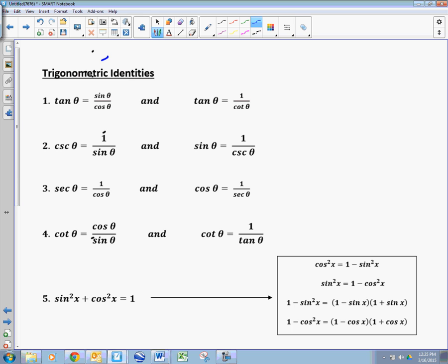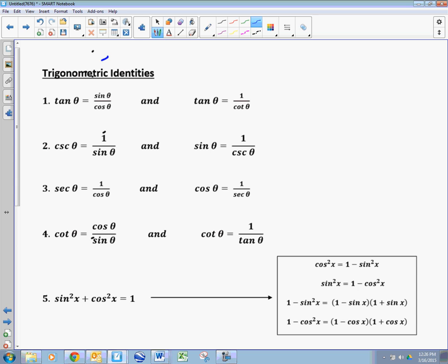And right now we're going to focus on 1, 2, 3, and 4. We want to simplify trigonometric expressions. Again, this is useful, especially in calculus. So, tangent is sine over cosine. Everybody know that? Cosecant is 1 over sine. Secant is 1 over cosine, and cotangent is cosine over sine.